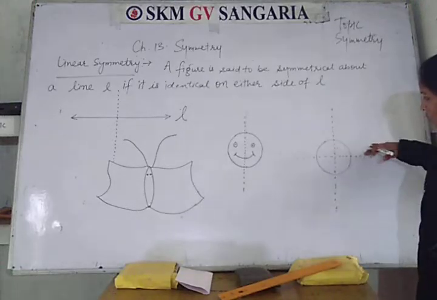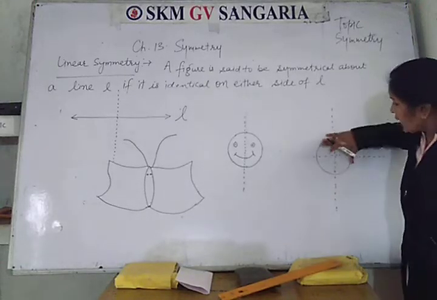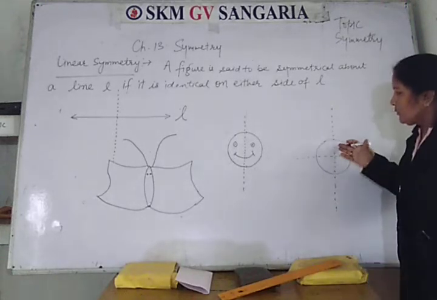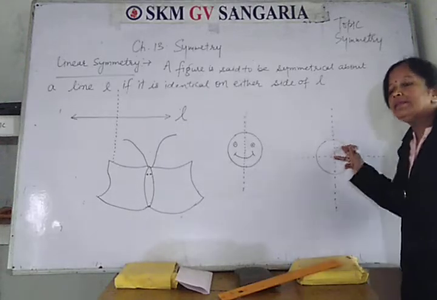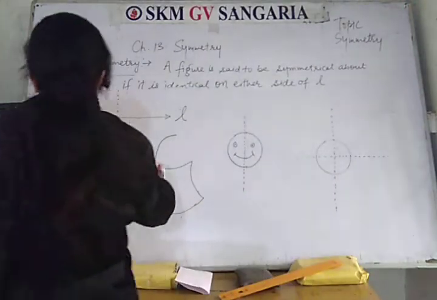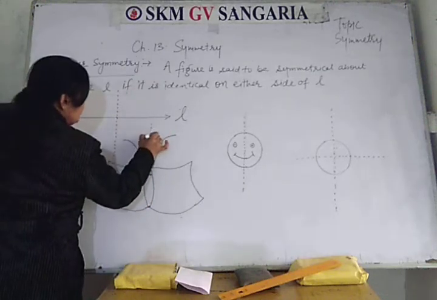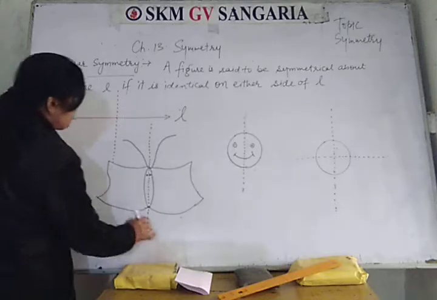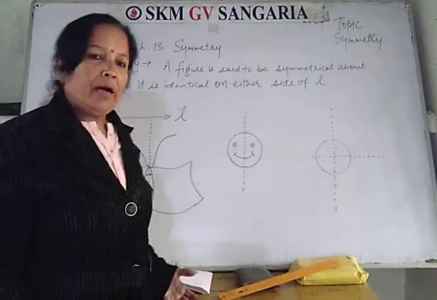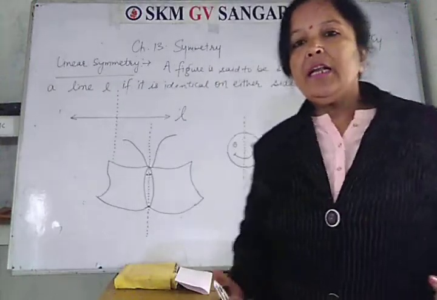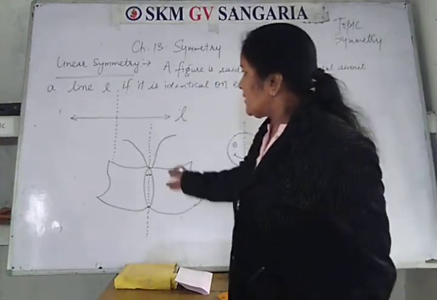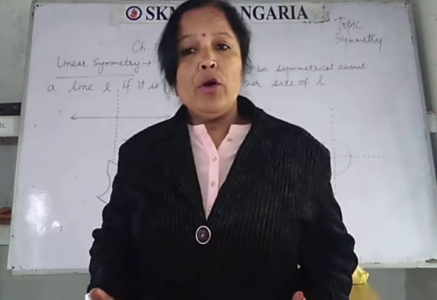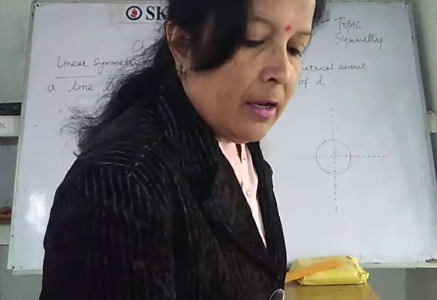And if you draw the horizontal line of symmetry in this way, then this semicircle is equal to the upper semicircle. If you take this butterfly and draw this line of symmetry here, naturally this will divide this butterfly into two equal parts. This figure is being divided into two equal parts due to this vertical line of symmetry. You can find many objects in your surroundings.